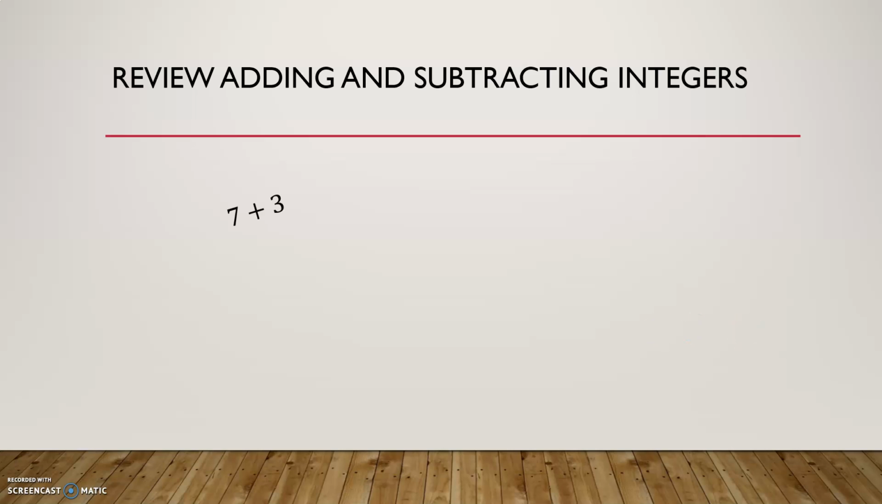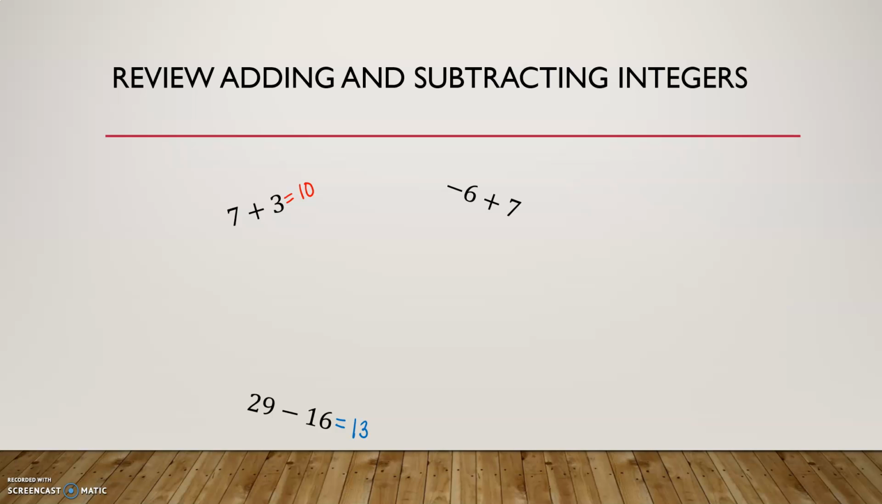7 plus 3, same sign, they are both positive, so that means when I add these together I'm going to get 10. Next one, 29 minus 16. Since they're different signs, I'm going to subtract them and keep the sign of the bigger number, and that's going to give me 13. You can be writing these down in your notes as well.